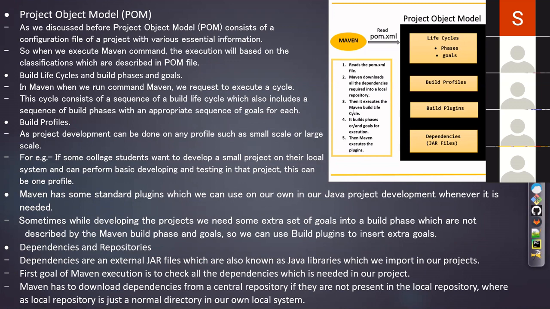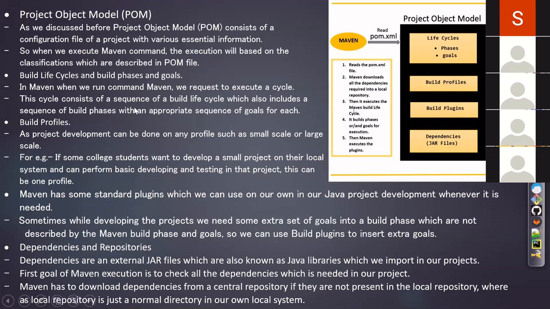When we run the Maven command, we basically instruct Maven to run the cycle. It goes through all its phases. I will cover those phases in the next two minutes. I will show you which are the phases: test, build, compile. So with build life cycles in Maven, when we run the Maven command, we request to execute a cycle.